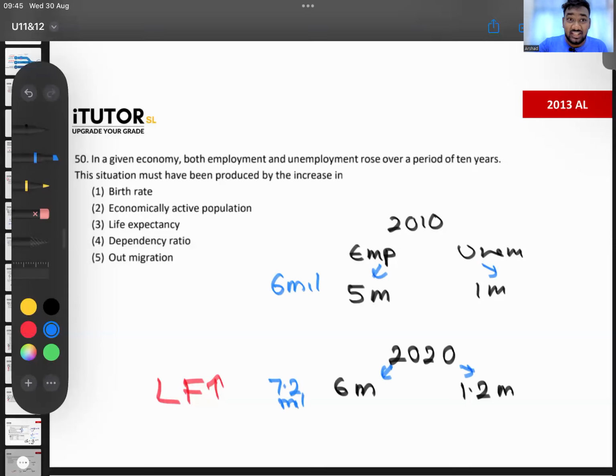So what's another name for labor force? Another name for labor force is economically active population. I told this to you all, a 2011 question. So there would have been an increase in the economically active population. Given that, employment also went up, unemployment also went up. So earlier 5 million, now 6 million. Earlier 1 million, now 1.2 million. Is that clear? Fine.